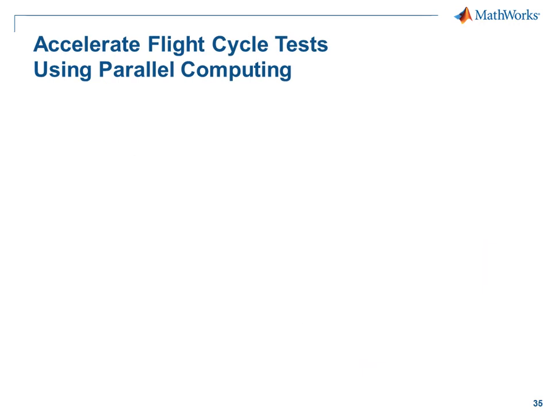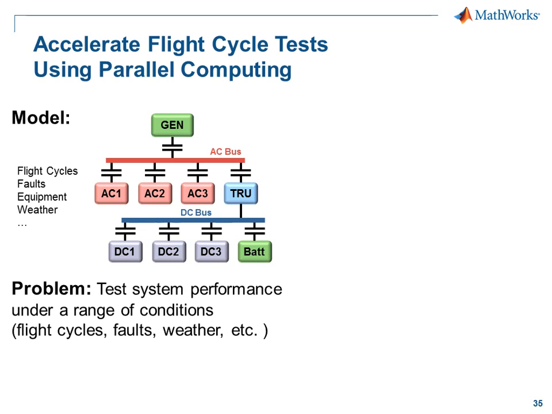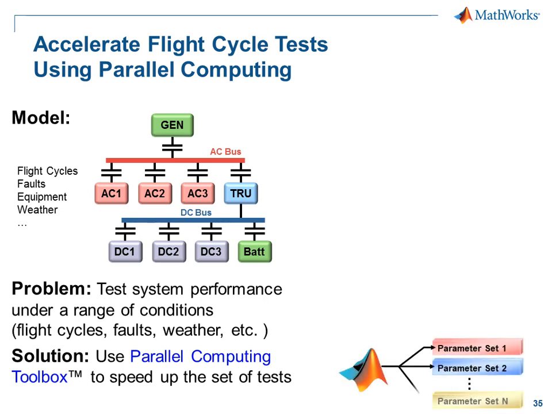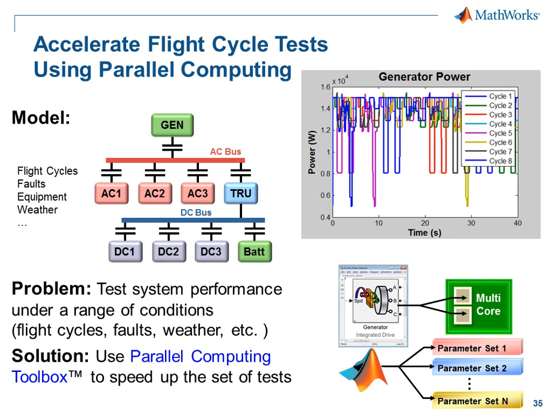In this demonstration, we are going to use parallel computing to accelerate a set of flight cycle tests. We have a model of an aircraft electrical network. We would like to test this network under a wide range of conditions, including different flight cycles, faults, and weather. We're going to use parallel computing to speed up those tests. We're going to use MATLAB to configure the different tests we wish to run. Then we will distribute the simulations across multiple cores on my machine. We'll see that the series of tests runs much faster when run in parallel.